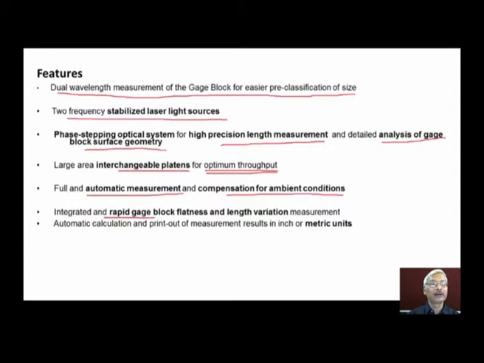Integrated and rapid gauge block flatness and length variation measurement is possible. So these two frequency stabilized laser interferometers can be used for analysis of the flatness of the gauge block surface, as well as the length variation can be measured. And automatic calculation and printout of measurement is possible in inch as well as metric units.